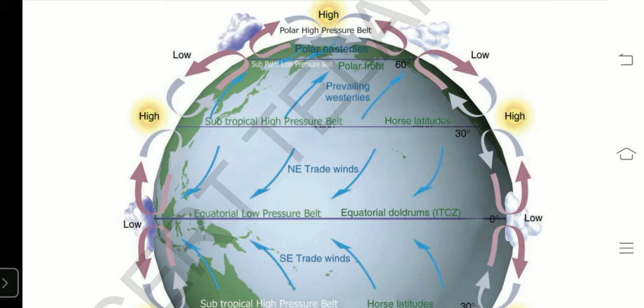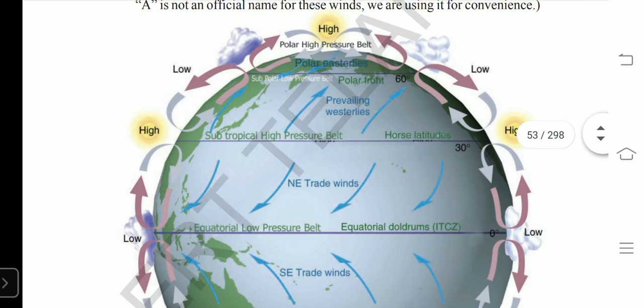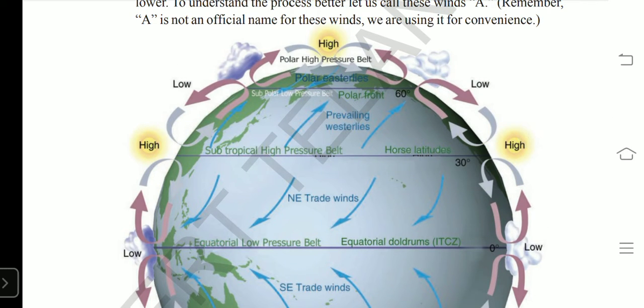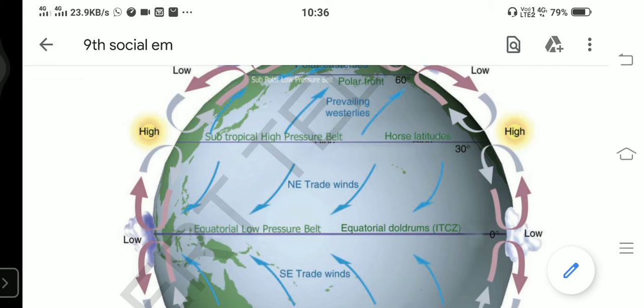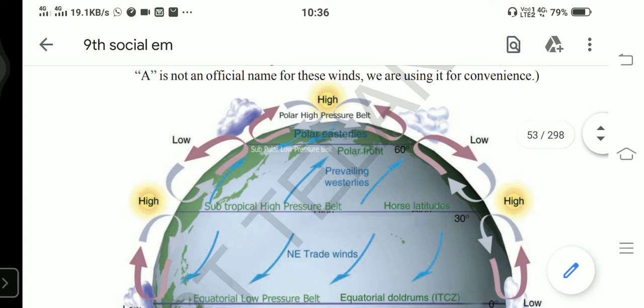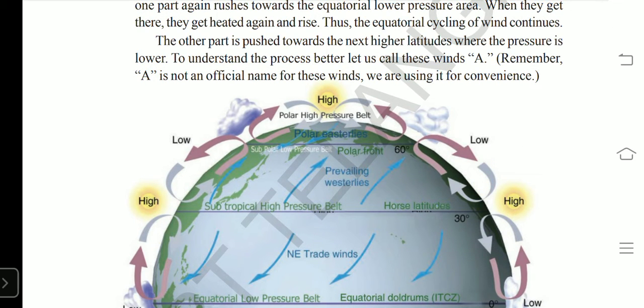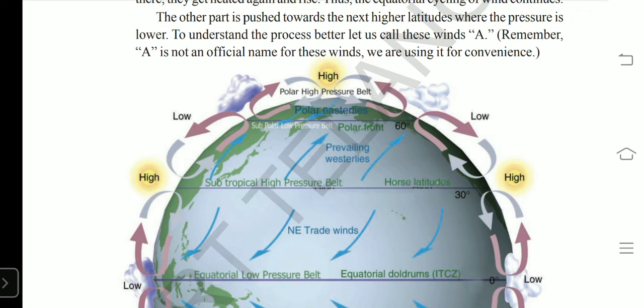Understand? And moving further north and south, it is at the poles. There the sun rays may not fall vertically, even slantingly, only very slightly. So there the temperature is very, very low, so the pressure is high. We discussed there is an inverse relationship between temperature and air pressure. So here we see that the air pressure is high at polar regions, and the temperature is very low because there sun rays do not fall directly. So we call it the polar high pressure belt.